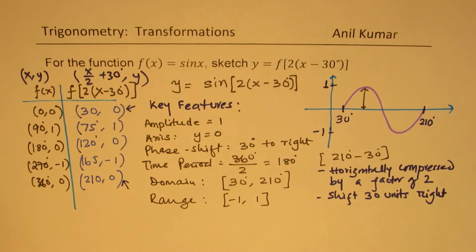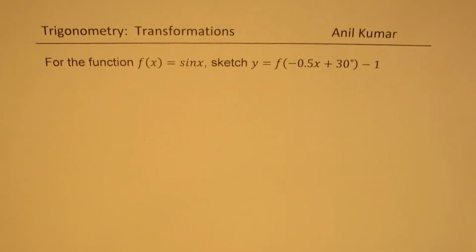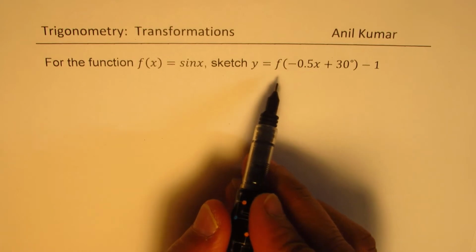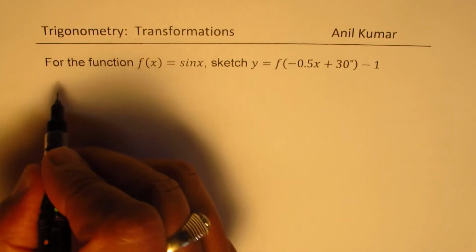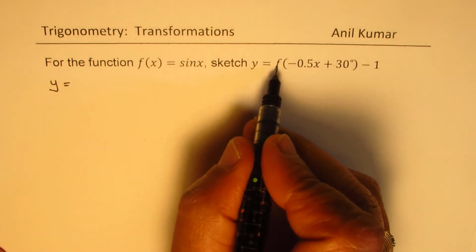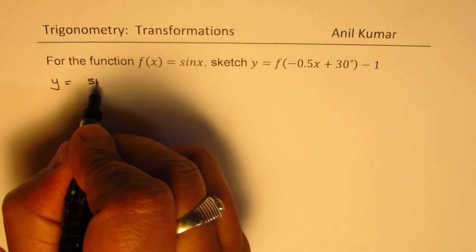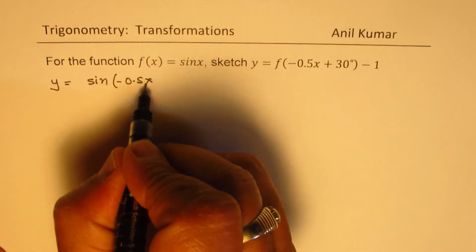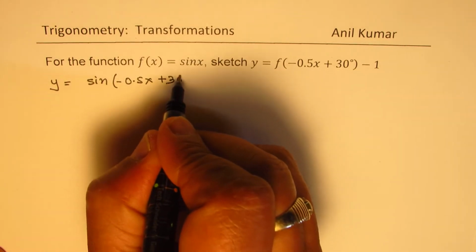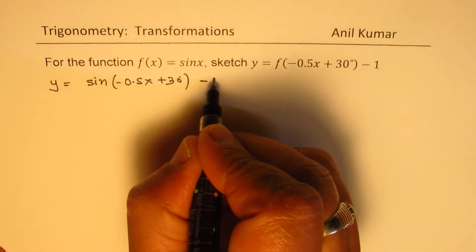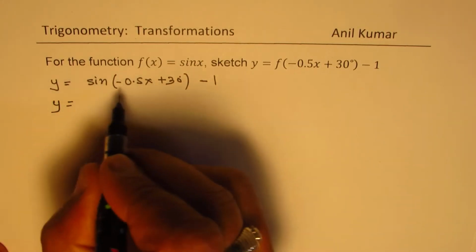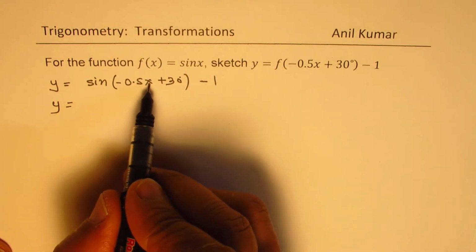Okay, now let's take the next example, which is similar to what we had earlier. However, there is a difference. So I'd like you to pause this video and answer this. In our case now we are given the equation y equals f of something. So it is sine, replacing x value with all this. So sine of minus 0.5x plus 30 degrees, minus 1, right? So that is what it is. Now whenever you have an equation of this form, it's a good idea to factor the coefficient of x.